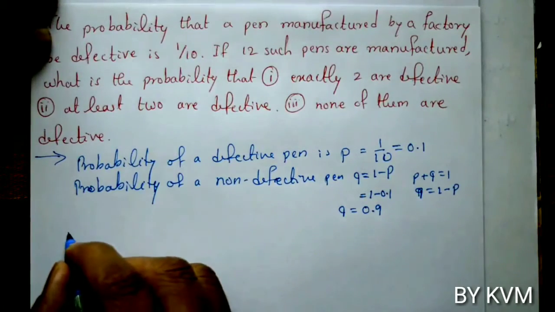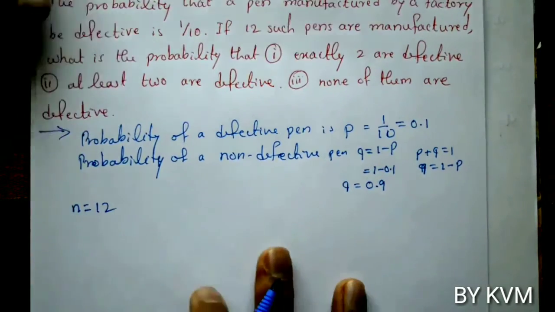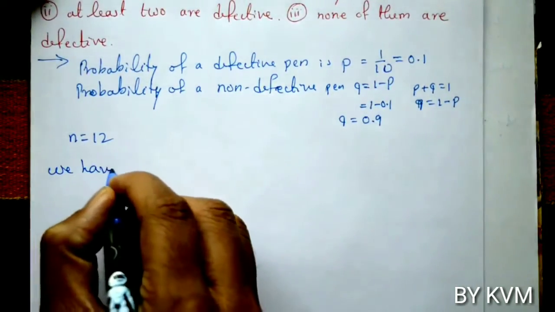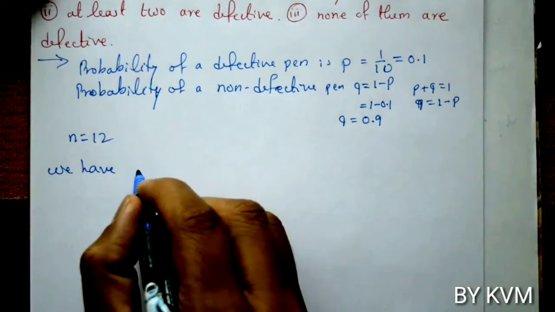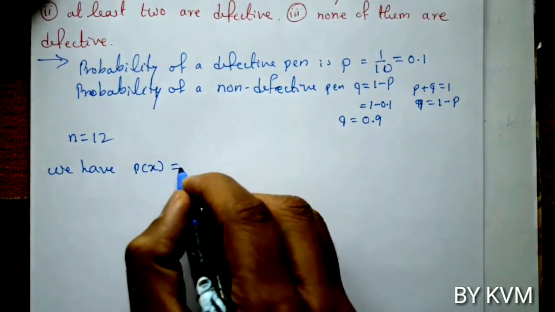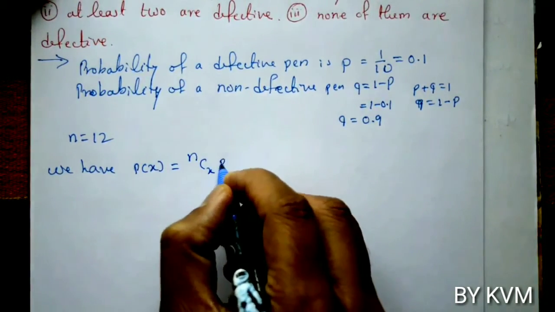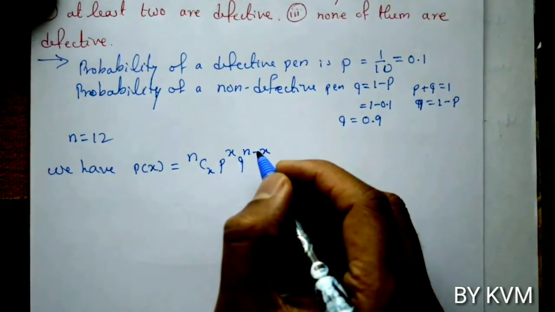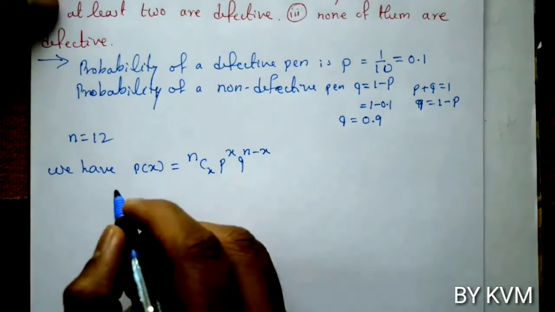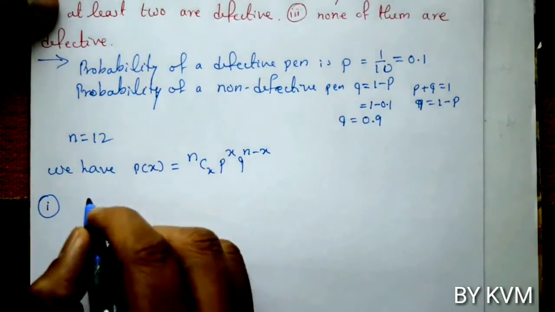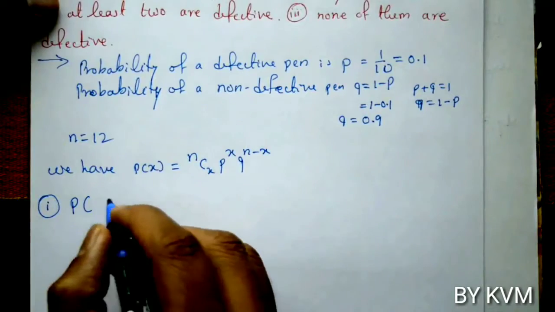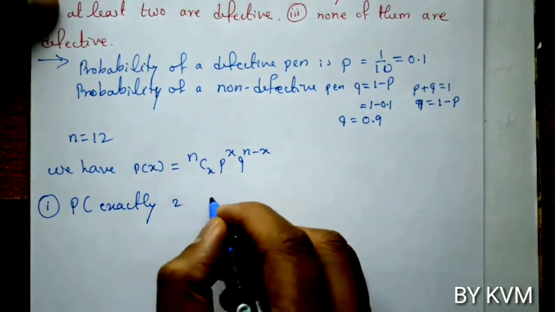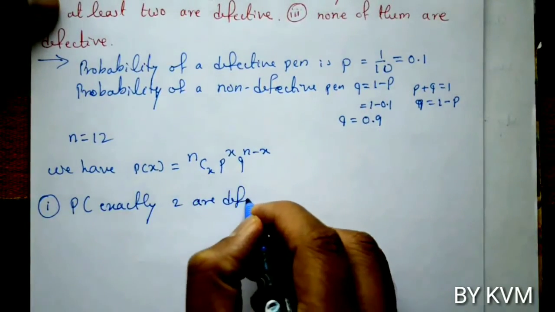So, how many pens are manufactured? 12 such pens are manufactured. So, n equals 12. So, in the factory, they are manufacturing 12 pens. So, here X denotes the number of defective pens. You have to remember this, here X denotes the number of defective pens. So, now by binomial distribution we have the probability function P of x equals nCx P power x Q power n minus x.